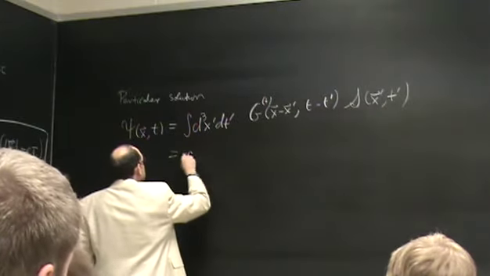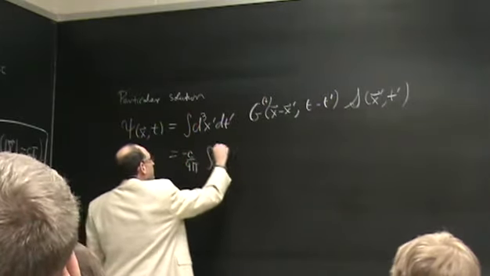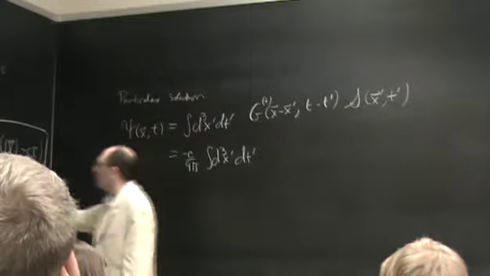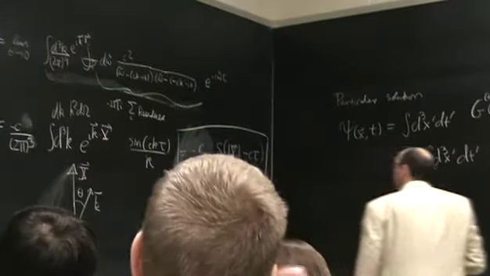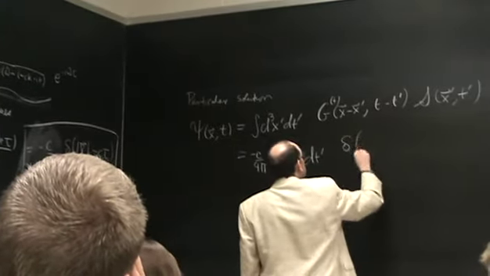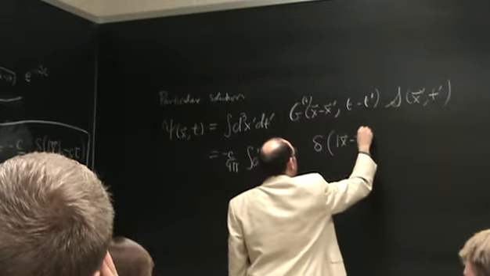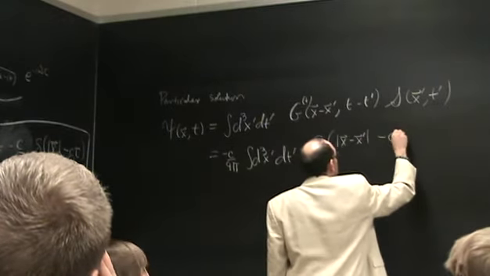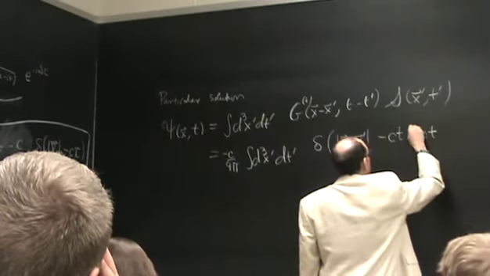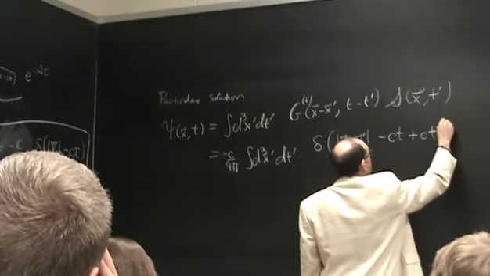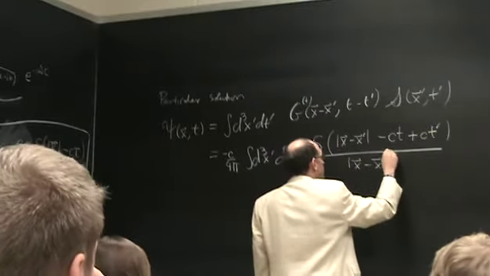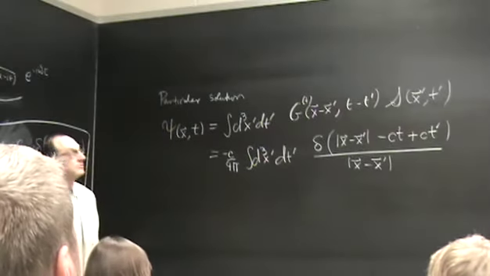That's equal to minus c over 4 pi integral d cubed x prime dt prime, the Green's function. There's no more fiddle on this because it's in space. Delta function magnitude x minus x prime minus c t minus c t prime, divided by the magnitude of x minus x prime. Okay?